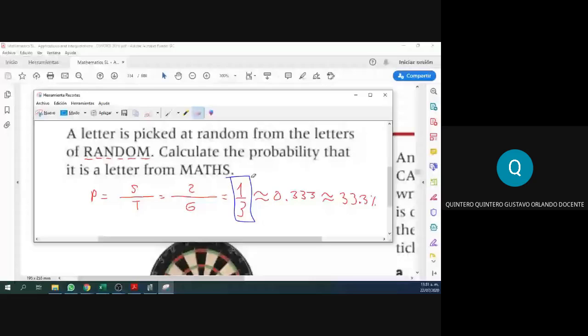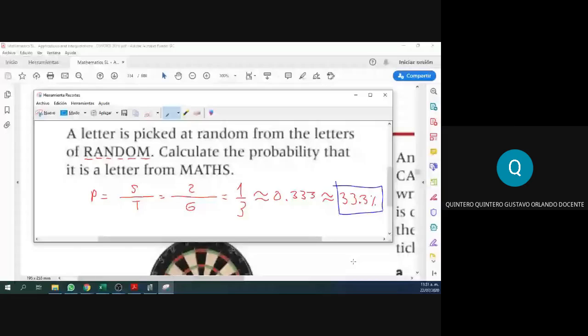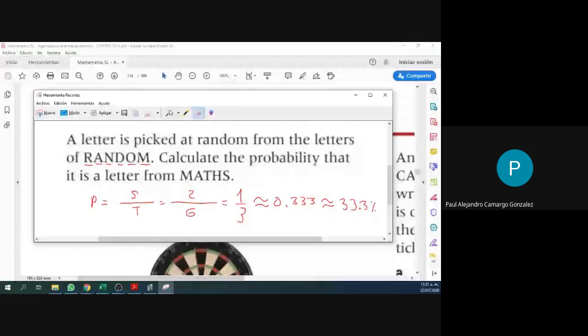Profe, why is it 2 over 6? Again, we are counting the success, right? We are counting the success. So we need to think about which of the letters of random are successful for us.